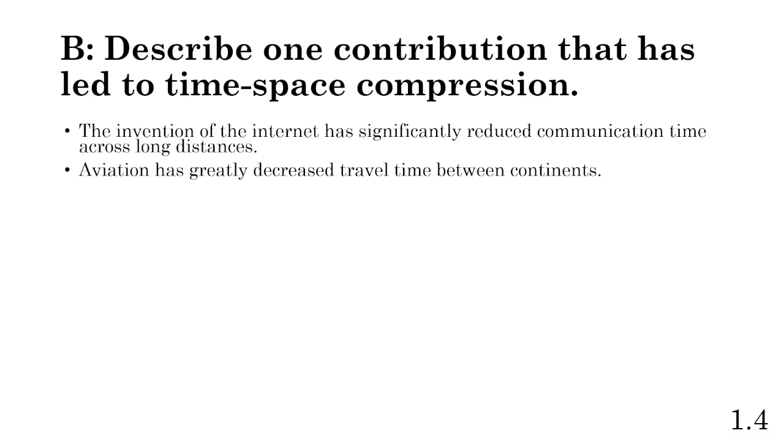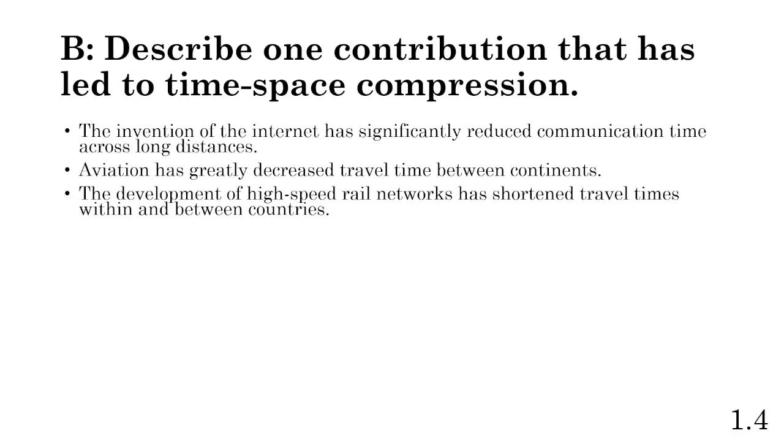Another one, aviation. You said air travel has greatly decreased travel time between continents. You could say between places or just between countries. The development of high-speed rail networks, or you could say subways, or even buses, has shortened travel times within cities and within and between countries.